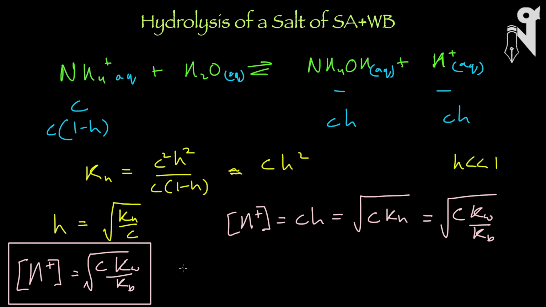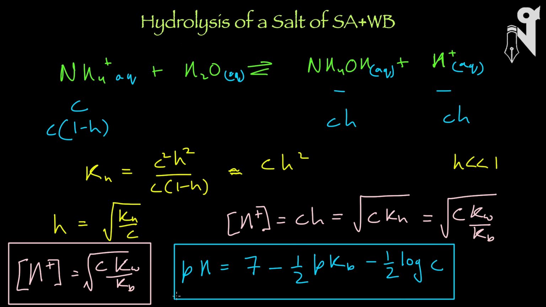If I take the negative log all over, what do I get? I get the pH value. I'll consider my Kw as 10 power minus 14. So I'll get 7 minus, it's an acidic solution now because it was a strong acid with a weak base, right? So the pH will be less than 7. 7 minus half pKb minus half log C.